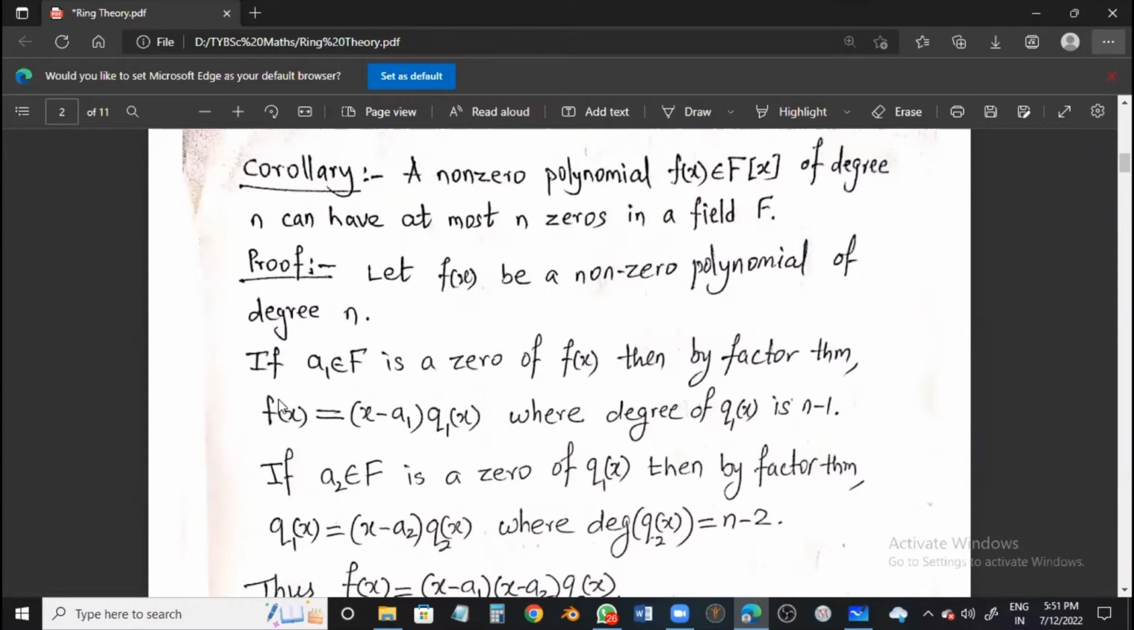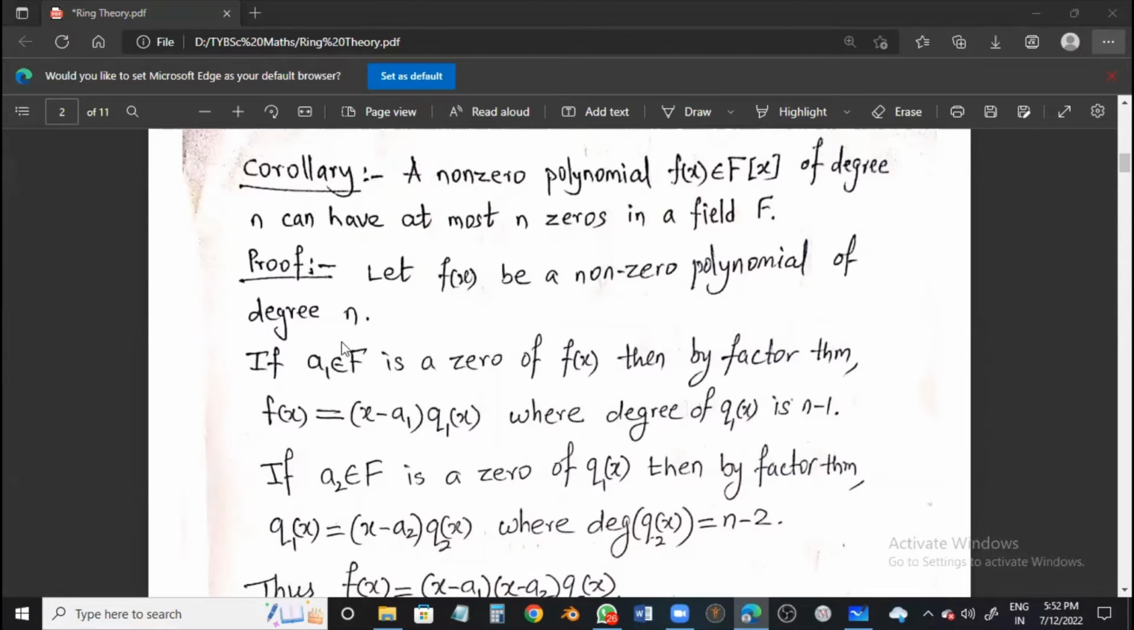So now, suppose a1 belonging to F is a 0. Then if a1 is a 0 of f of x, factor theorem says that you can have f of x equal to x minus a1 times something. That something here we are denoting by q1 of x. So q1 of x naturally will have degree less by 1. So its degree will be n minus 1. Do you agree? Are you following?